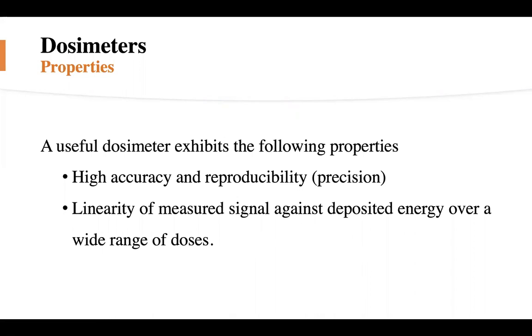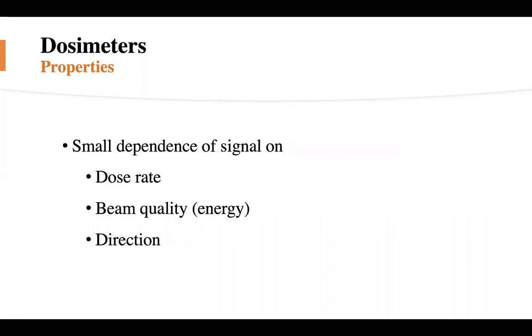Next, linearity of the measured signal against deposited energy. If you increase the deposited energy, the signal measured by the dosimeter should also be proportional to the deposited energy. Otherwise, this dosimeter will not be useful. Also, the measured signal from the dosimeter should have small dependence on dose rate, beam quality, and direction.